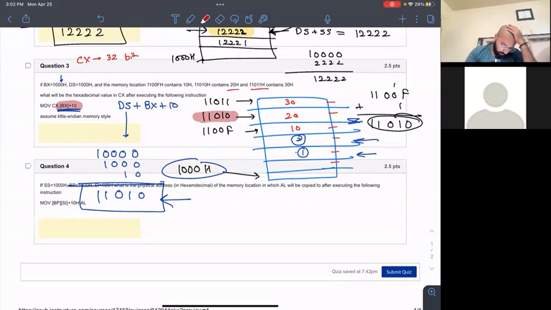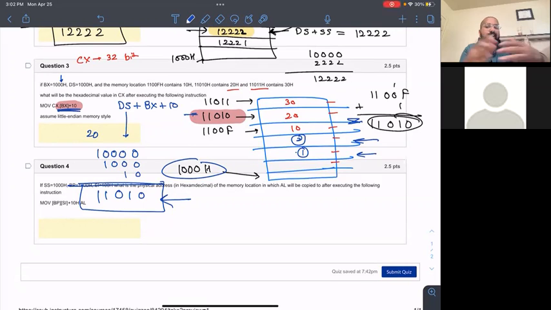So we are trying to move whatever is stored in this location to CX. This means CX will have a value of 20, right? We're moving whatever the content of BX plus 10, which is this memory location, to CX, which is 20.